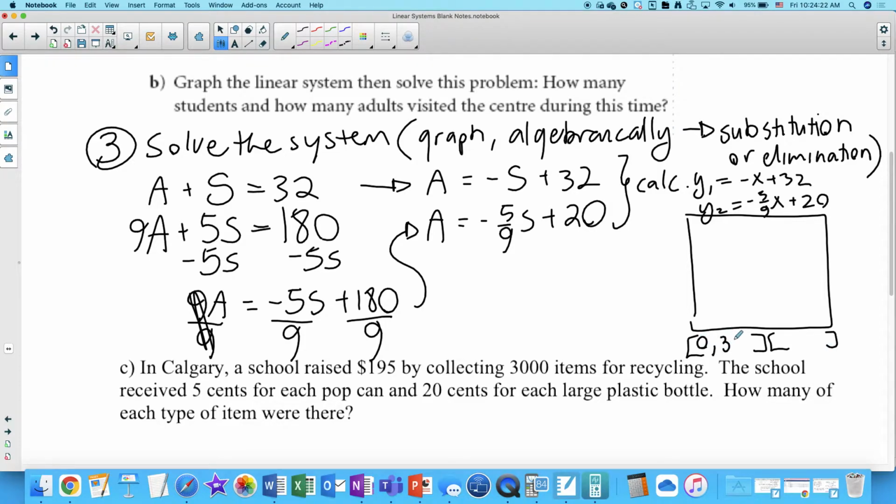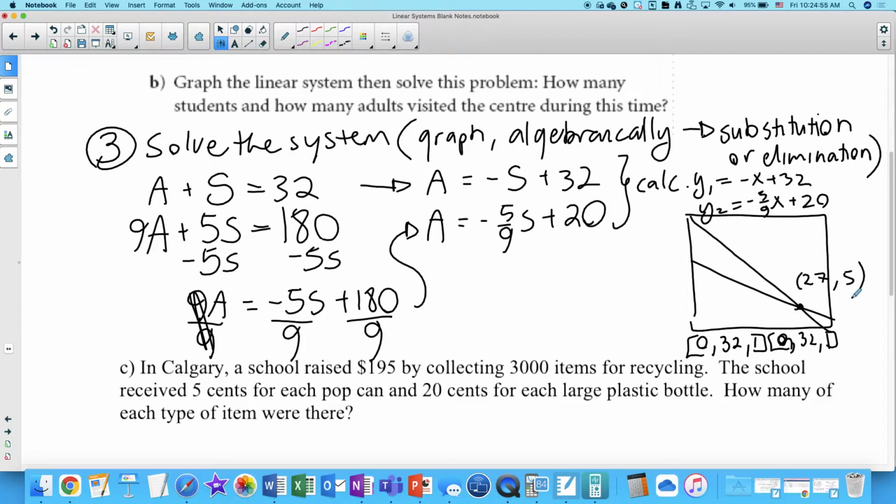Okay, and then we just do a rough sketch. So that looked something like this. And this point over here was 27, 5. Okay, now we still have to answer the question. The question was, how many students and how many adults visited the center at this time? So what's the answer to that? What does the x variable represent?